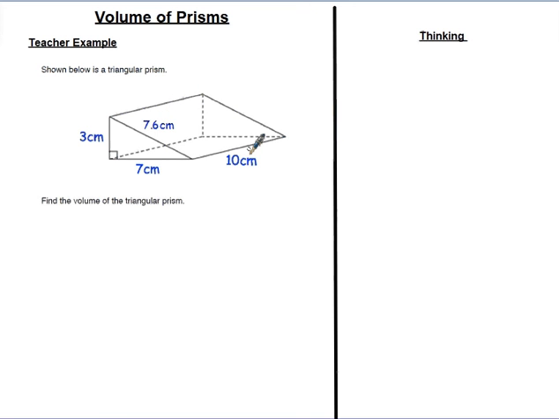You may have noticed in this question, they do not give you the cross-sectional area straight away. You need to work it out. Remember, if they do give you a cross-sectional area, use that instead of working it out. But here, we need to work out the cross-sectional area. So that is what I'm going to put down in my thinking column. Work out the cross-section area, which I'm going to call the CSA.